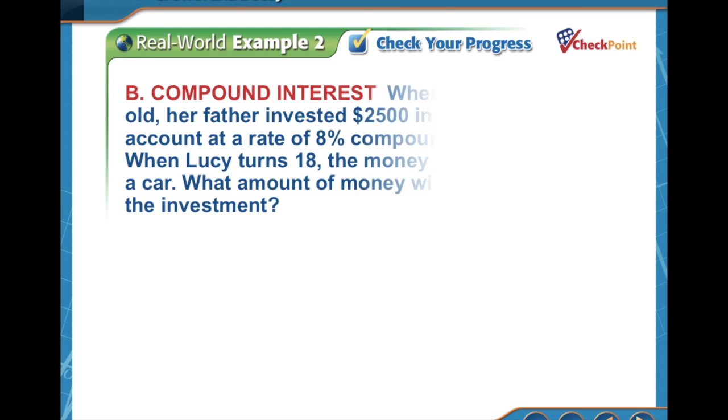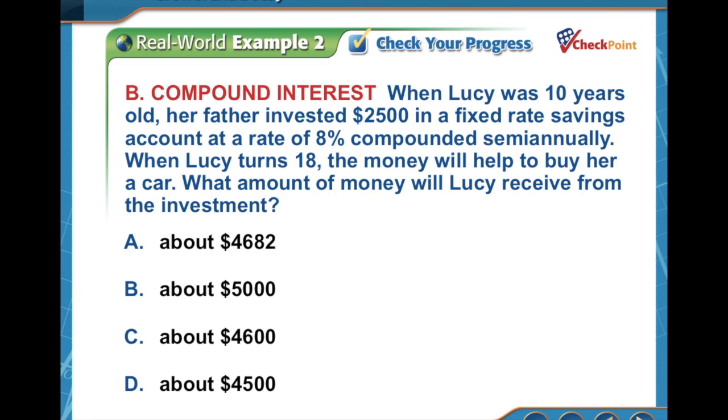Great. So let's look at a similar example. For this one, again, we're going to write our equation and work through it. So when Lucy was 10 years old, her father invested $2,500 in a fixed savings account. So let's label the pieces. We start with our blank equation: P times the quantity, 1 plus R over N, all of that to the power of N times T.